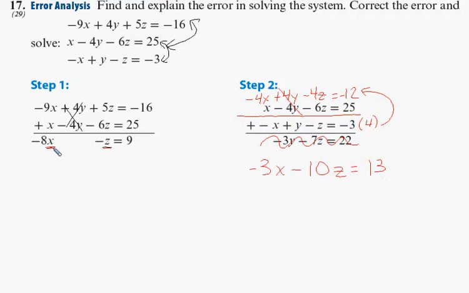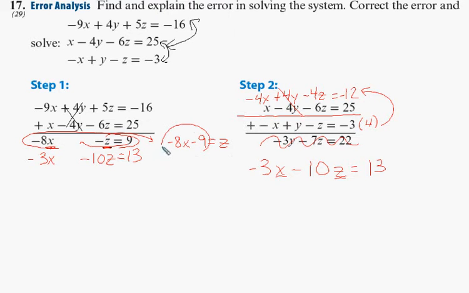Well, look, I have an x and a z here, and an x and a z here, so we're good to go. I'm just going to bring this over here, set it right underneath to save a little bit of time. We've got negative 3x, negative 10z equals 13. Now we can use substitution or elimination. Actually, I think I'm going to use substitution because that's a little bit easier. I'm just going to rearrange this: bring the z over here and the 9 over here. So that's going to give me negative 8x minus 9 equals z.